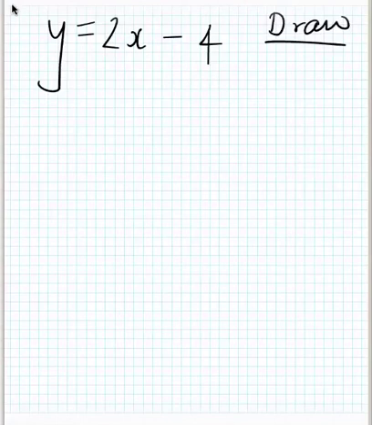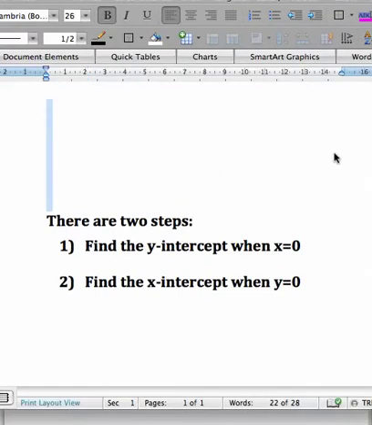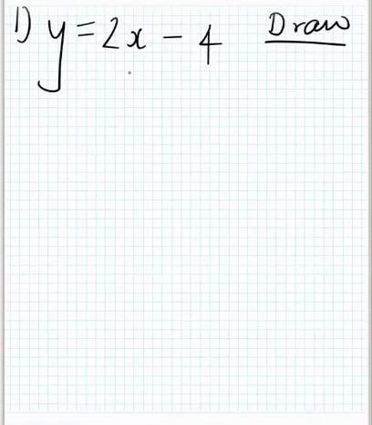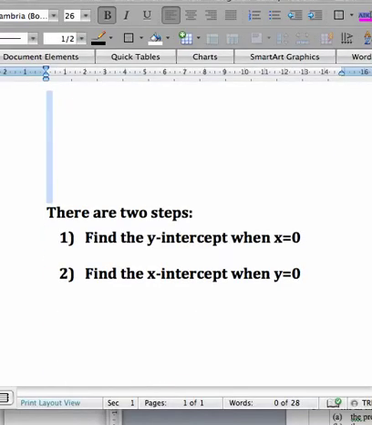For our first question, we're being asked to draw this linear equation. We know this linear equation is actually a straight line when we draw it on a graph. To draw this, we have to use the x and y intercept method. If a question specifically asks you to use a certain method, you must use it, even if you don't like it. Our first step, if you remember, is to find the y-intercept.